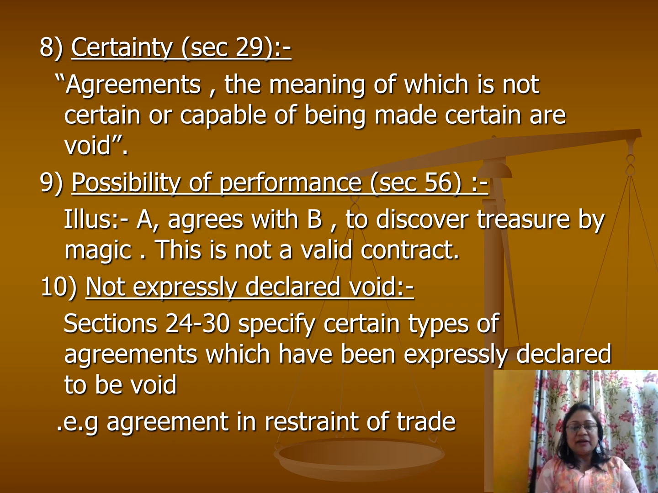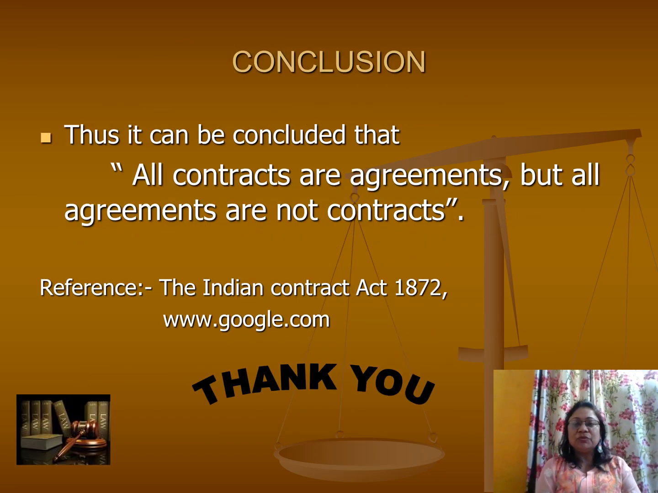Lastly, there are certain types of agreements that are expressly declared to be void, and they are contained under sections 24 to 30. These include agreements in restraint of marriage, agreements in restraint of trade, agreements in restraint of legal proceedings, agreements by way of wager, etc. So this was a quick run through the essentials of a valid contract, and what we conclude out of this is that all contracts are agreements, but all agreements are not contracts.